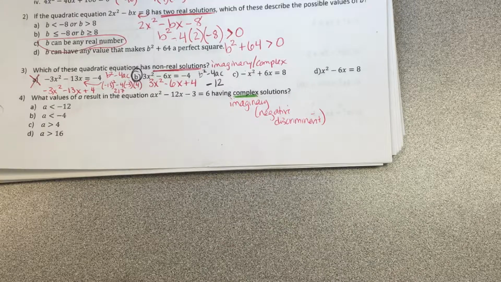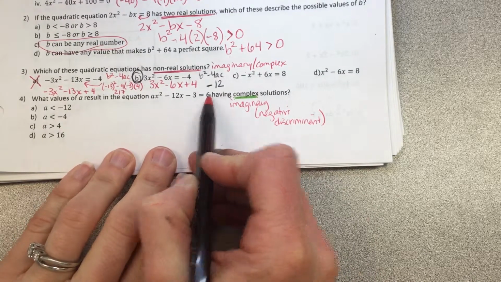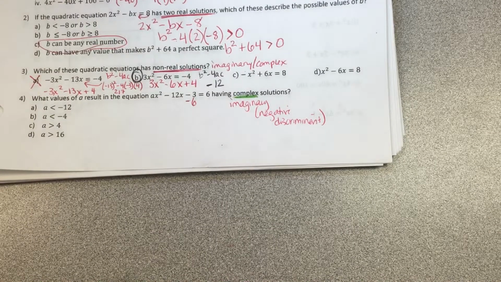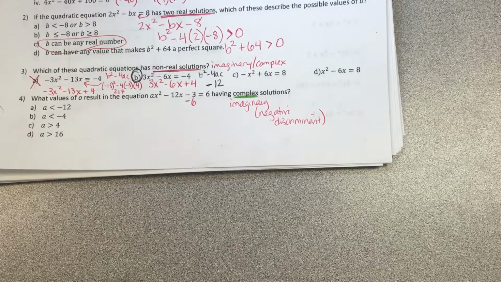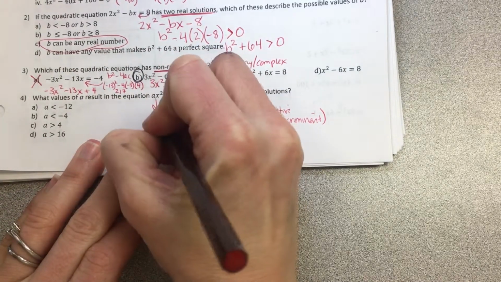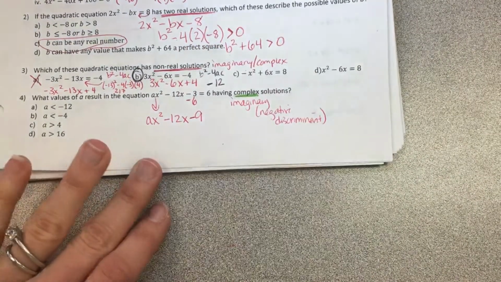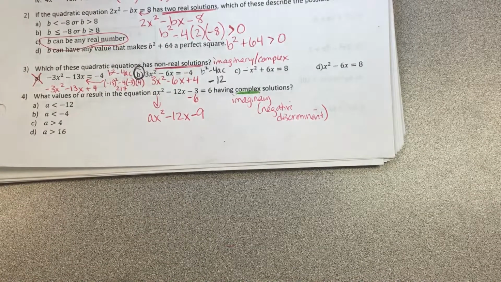Move the 6. Now this one, I don't think we've done one like before. If I move the 6, it's positive, it becomes negative. There's something already over there in its spot. What's over there? Negative 3. What do you think we should do with negative 3 and negative 6? Not multiply, add. Combine them together. So I'm going to drop this down. I have ax squared minus 12x minus 9. Okay, that's my equation.